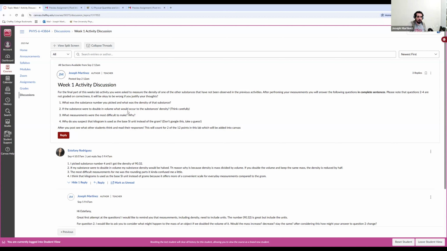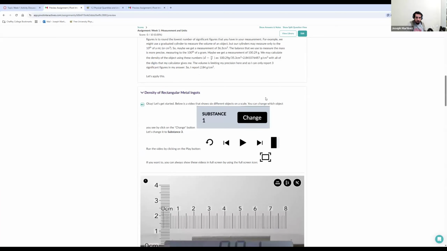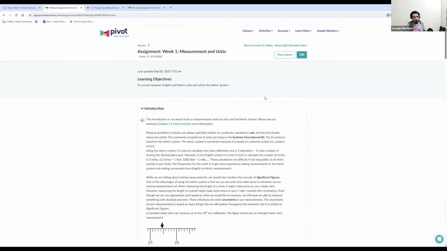So be aware that this is part of the activity, and this will count for 2 of the 12 points of your overall lab assignment. Again, the other 10 come from multiple choice questions based on the laboratory exercises. So that's Pivot, and it might take a little bit of getting used to. If you're not super computer tech savvy, it might take you a little time to get comfortable taking measurements online.